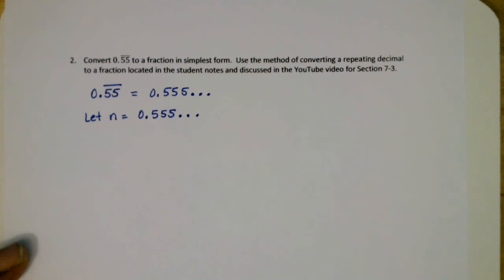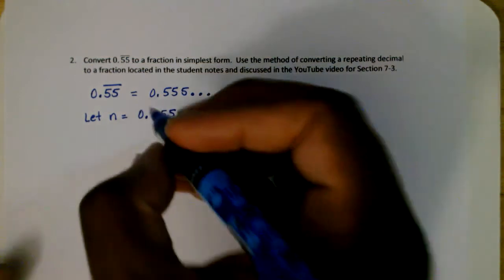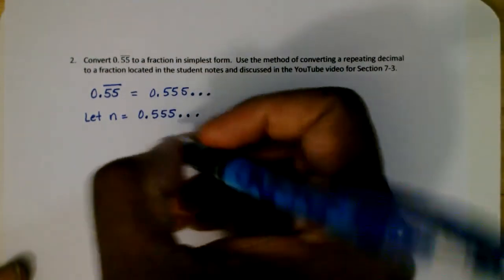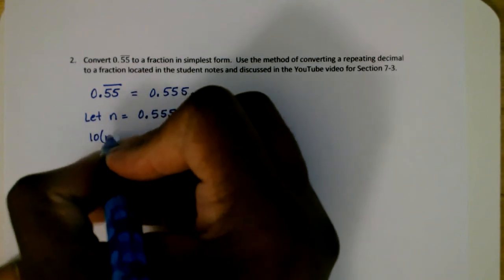So we're going to be multiplying this by a power of 10. If one digit repeats, you multiply by 10. If you have a pattern of 2 digits that are repeating, you multiply by 100, or a pattern of 3 digits repeating, multiply by 1,000, and so on. But we only have 1 digit repeating, that's the 5. So I'm going to multiply both sides by 10.